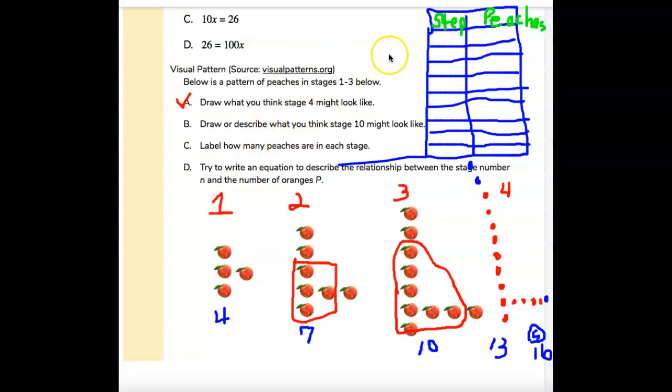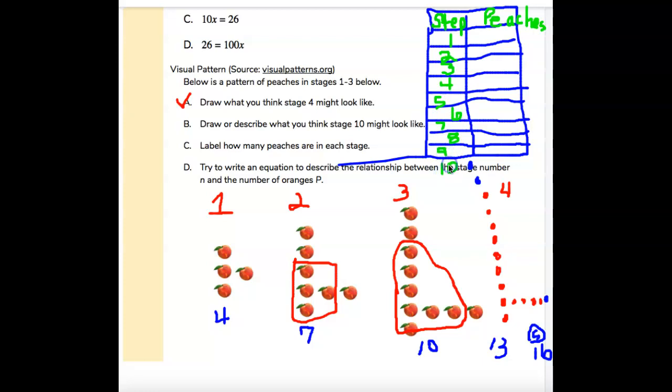They call it a stage. Oh, I put step. Okay, this word should be stage. It's the same thing, stage, step. It doesn't matter which one you put. Okay, so we're going to label the stages: 1, 2, 3, 4, 5, 6, 7, 8, 9, and we'll put 10 right here.